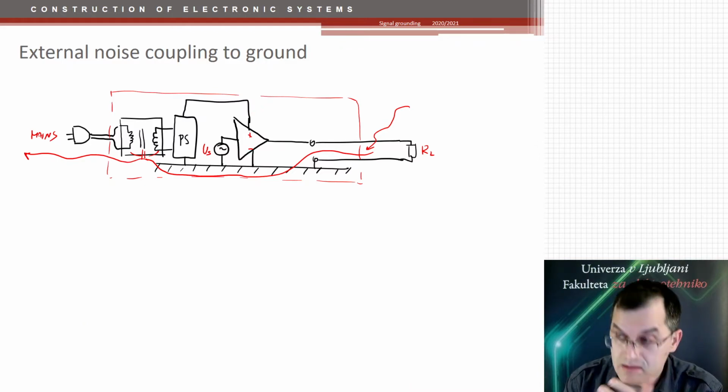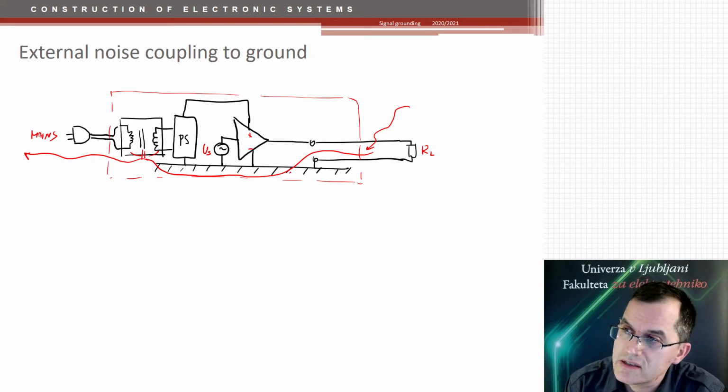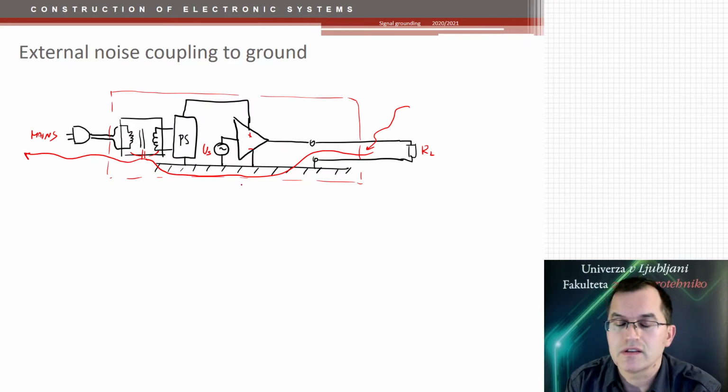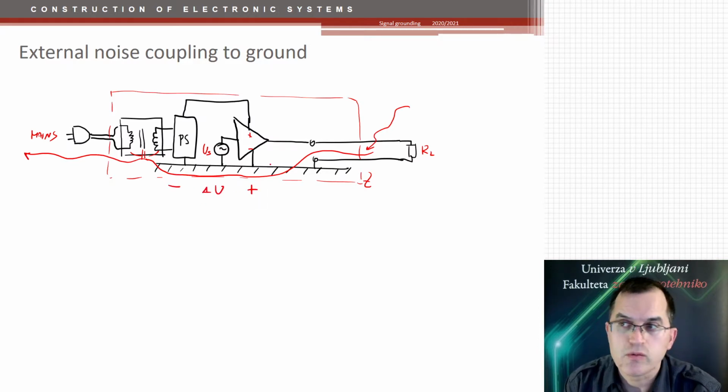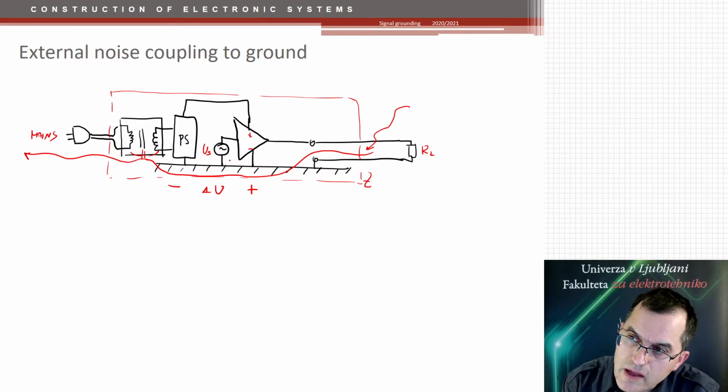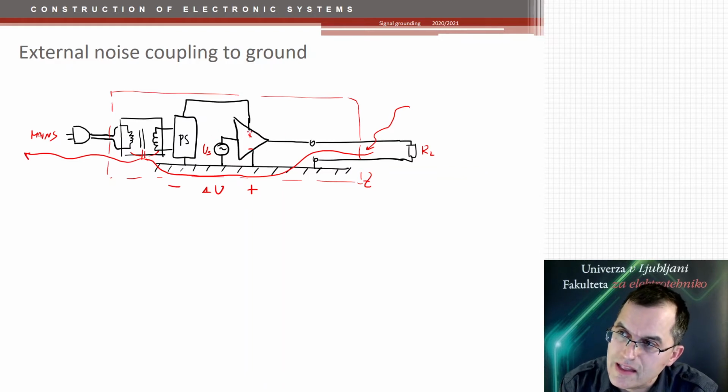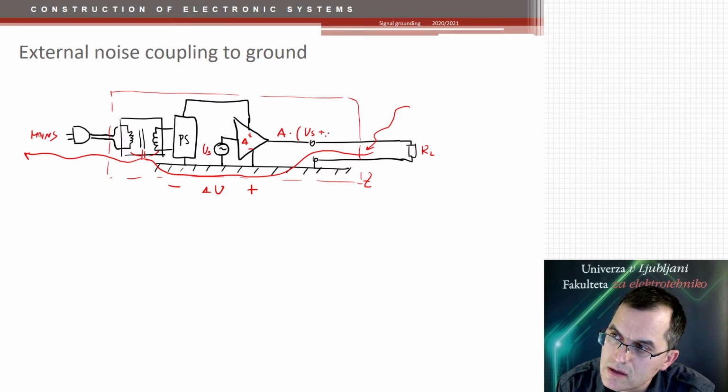Where it originates doesn't even matter so much, but what matters is that this current is actually flowing on this ground. And if this ground is not equipotential, it is because it has a finite impedance. So the impedance of that ground determines the voltage drop between these two points. And that voltage drop due to this induced current then acts as an additional voltage. So the signal voltage is amplified, and the output is the gain of this amplifier times the signal voltage plus the noise voltage, if this is the noise voltage here.